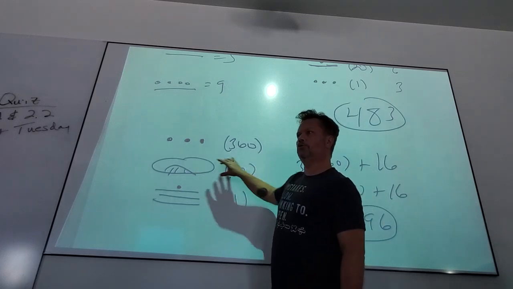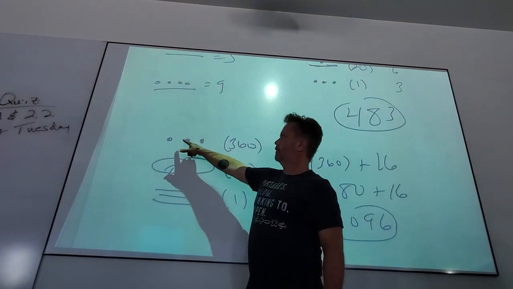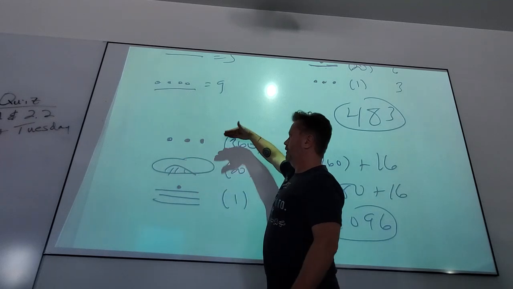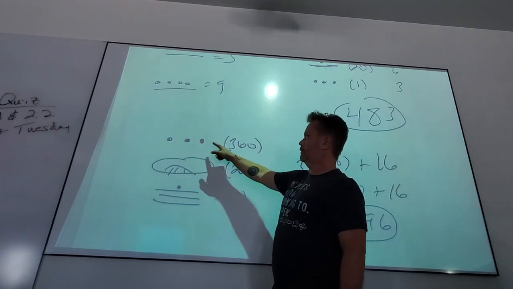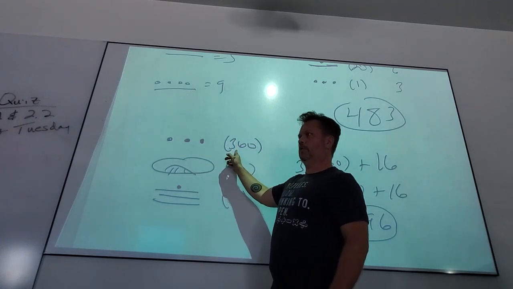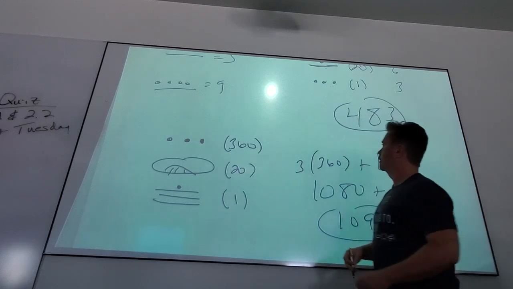This is 0, so no 20s. 3 blueberries is 3. It's at this position, which is 360, so there's 3 360s. I got that. And I was gonna ask a question about the one earlier.